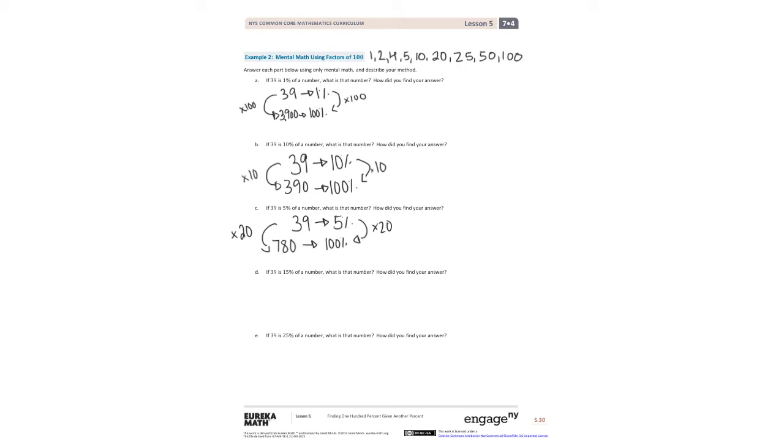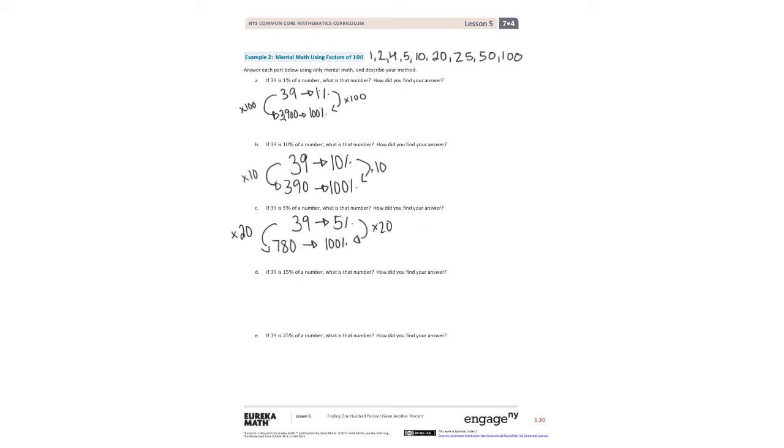5 is a factor of 100, and there are 20% intervals in 100. The quantity 39 corresponds to 5%, so there are 20 intervals of 39 in the whole quantity. All right, moving to D. If 39 is 15% of a number, what is that number? And how did you find that answer?